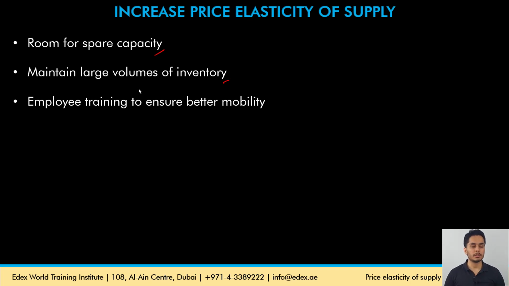And apart from this, the producer can also ensure higher mobility for the employees, higher occupational mobility by training them, because if the employees are mobile, the producer can quickly shift them from one product to the other product, or from one production activity to the other production activity, whichever is more profitable for the producer, and that way the producer can be more responsive to the changes in market conditions.